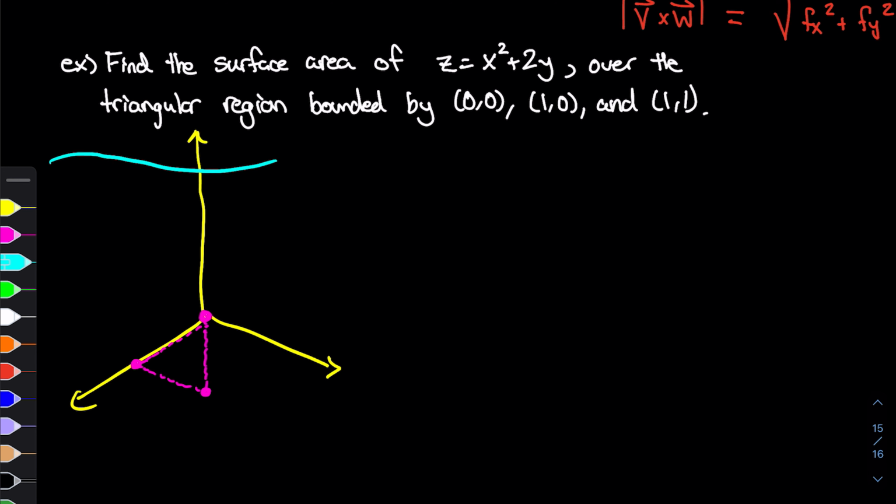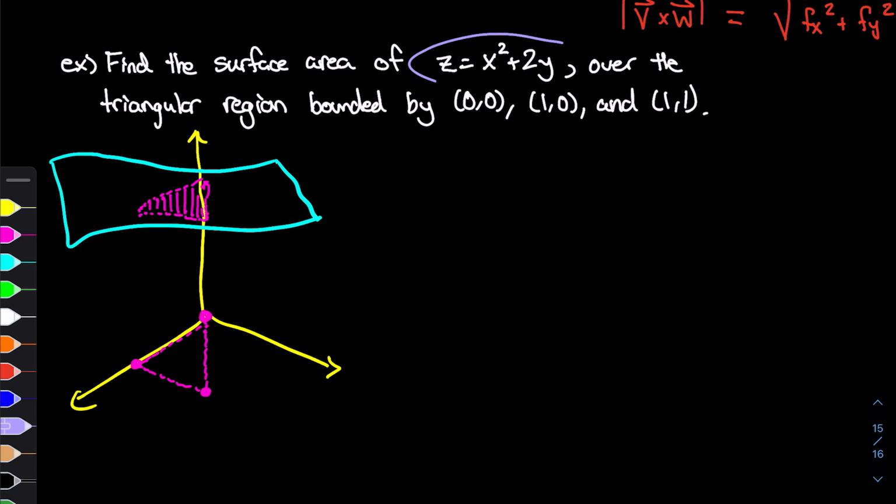Our function exists something like this, and we're trying to calculate the surface area of the piece that exists kind of above this shape, right? So we're trying to calculate this surface area right here, that piece right there. Now, what does this shape actually look like? How do you do this?